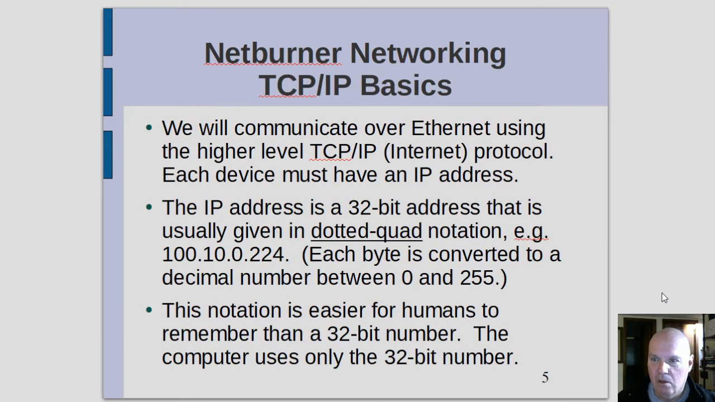Okay. We're going to communicate over Ethernet using the higher level TCP/IP protocol, which is the protocol of the internet. To use the internet protocol, every device must have what's known as an IP address. And we're going to talk about IP version 4 here, where every IP address is a 32-bit address. Okay, so with 32 bits, that's over 4 billion different addresses. When TCP/IP was first developed, it was thought that with 32-bit addresses and 4 billion, no one could imagine 4 billion devices connected to the internet. Well, we're past that now, and we've kind of run out of this 32-bit address space.